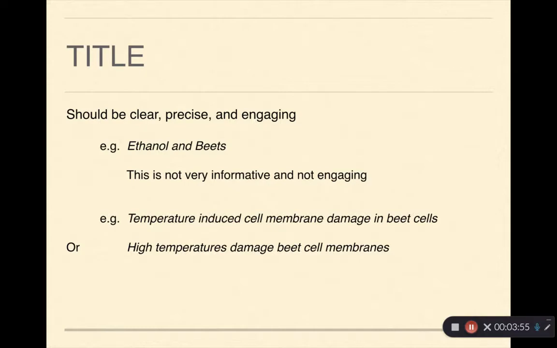Bam! Right? So sometimes the title gives away your story, and that's okay, because then the reader wants to go in and see really what happened. Why? How did high temperatures affect beet cell membranes? Were they exceedingly high? Moderately high? Well, gosh, the only way I'm going to find out is if I read this paper with this really exciting title. All right, so this one is clear, precise, and engaging.